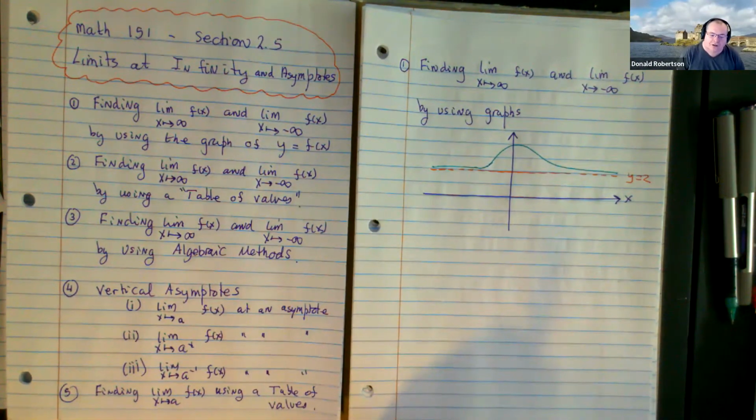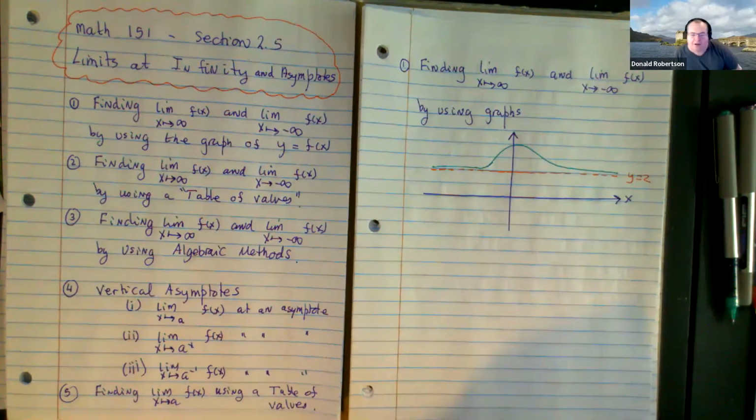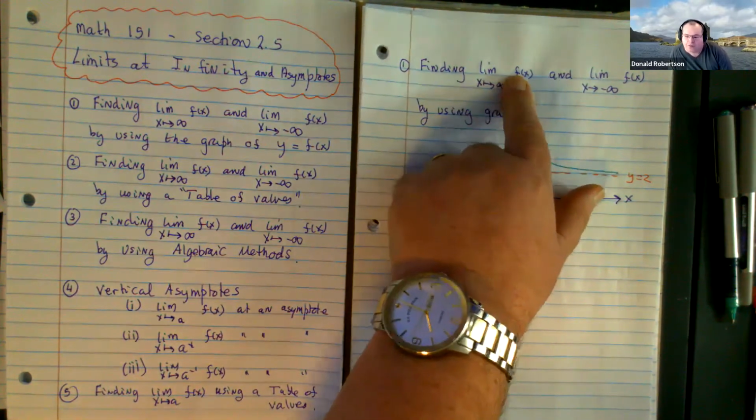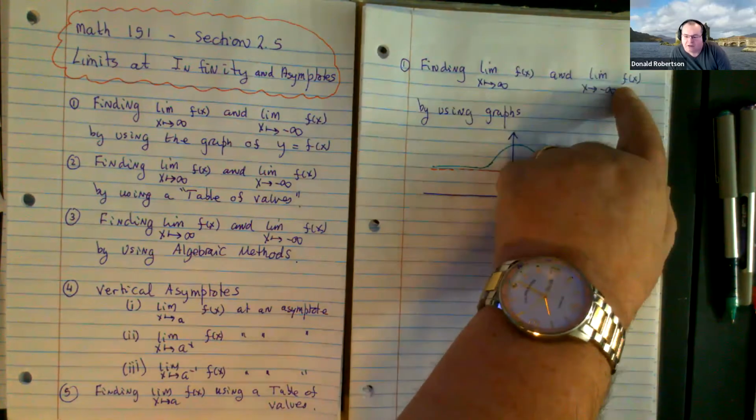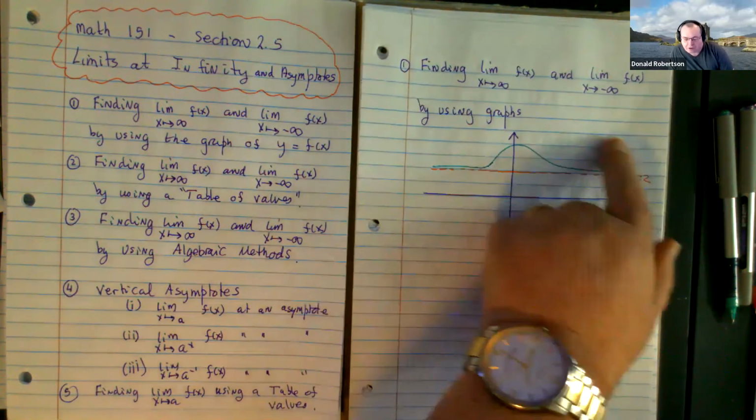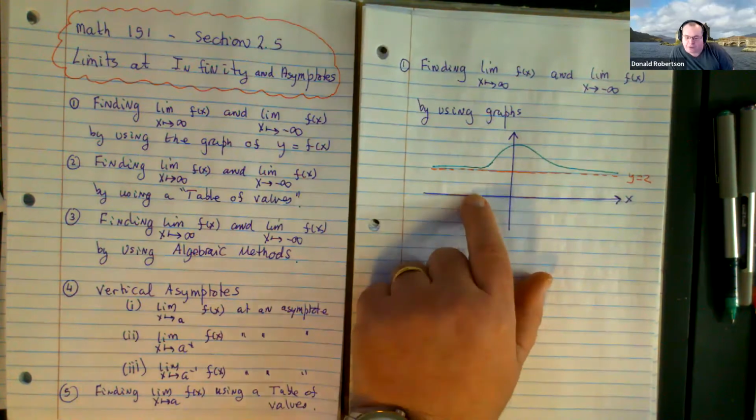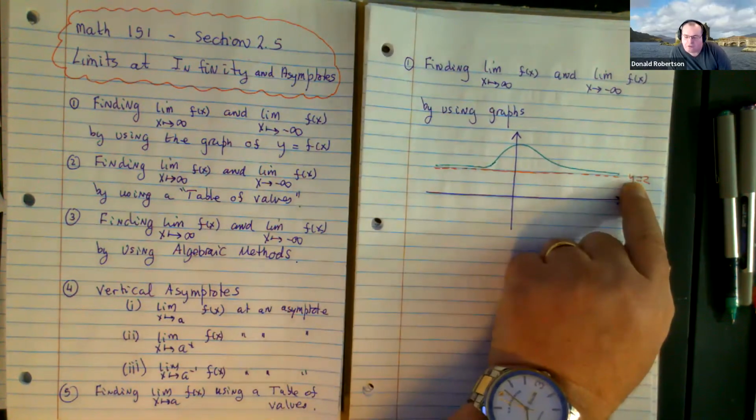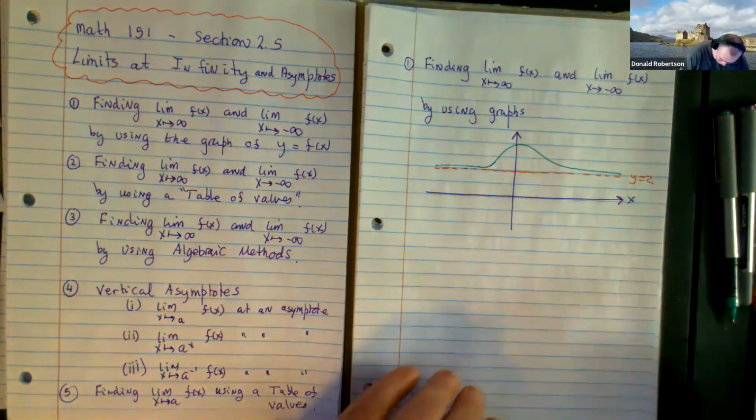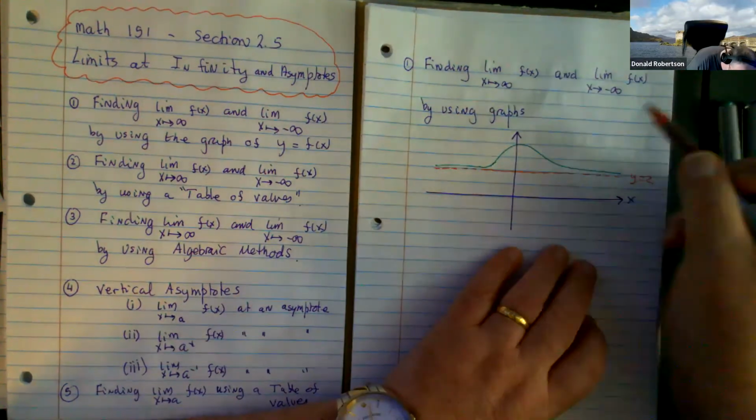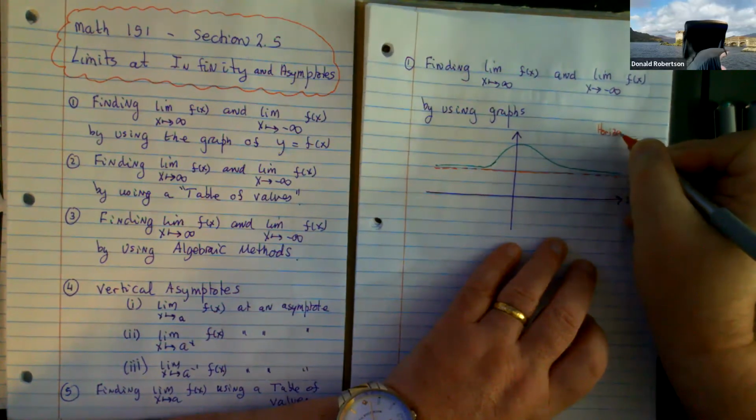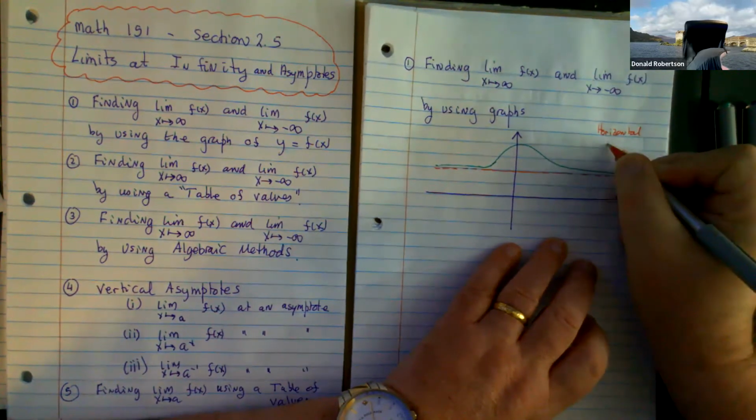So the first kind of question we're going to be answering, there are not many of them, is finding the limit as x tends to infinity of a function or as x tends to negative infinity of a function by just looking at a graph of it. So if you see this one here, that red horizontal line is called a horizontal asymptote. It's got really weird spelling as well. Horizontal asymptote.